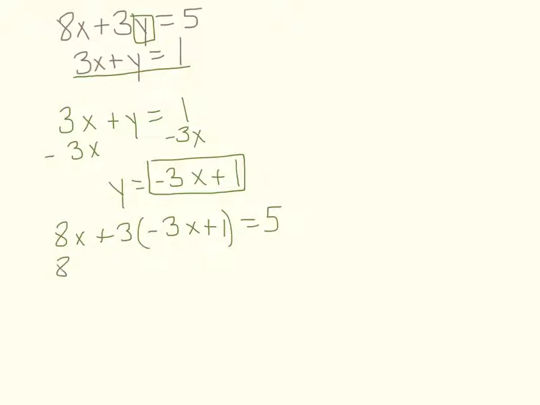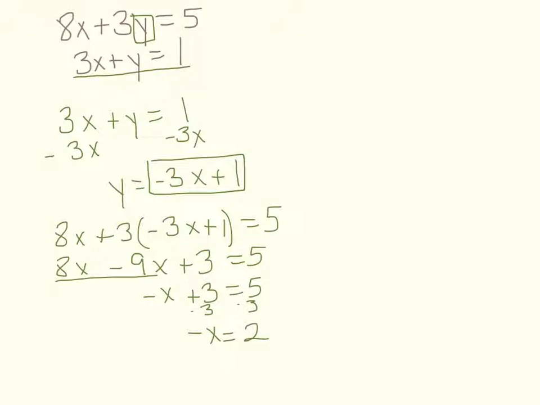Now we can eliminate the parentheses by distributing. So minus 9x plus 3 equals 5. Combine your like terms. Negative x plus 3 equals 5. Subtract 3. Negative x equals 2, but we need a positive x. So x equals negative 2. That would be your first answer.